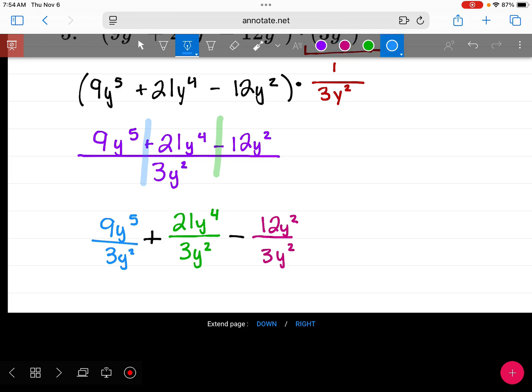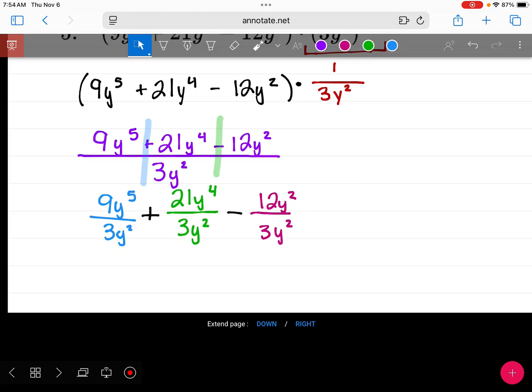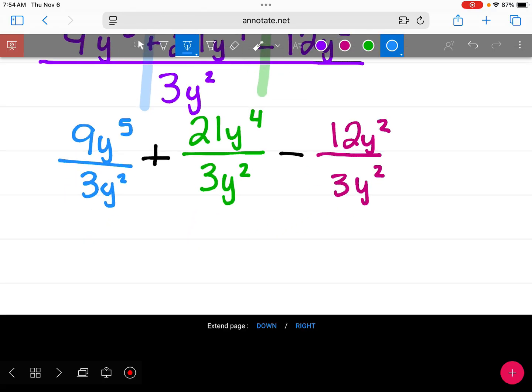I'm going to scooch this up just a smidge so I can use that next line, because we're about there. What do we get when we simplify our 9y to the 5th over y squared? Say 3y, 5 minus 2 is going to give us a 3. 3y to the 3rd, excuse me.